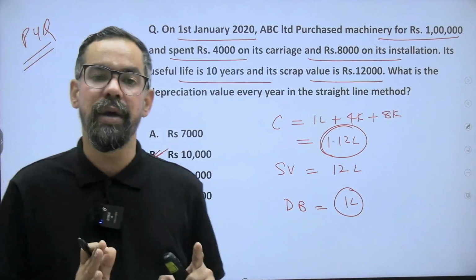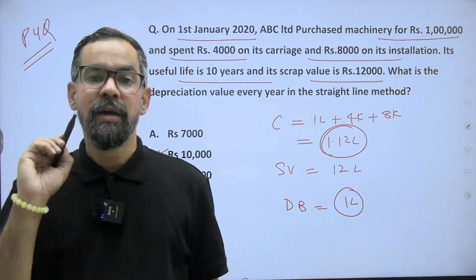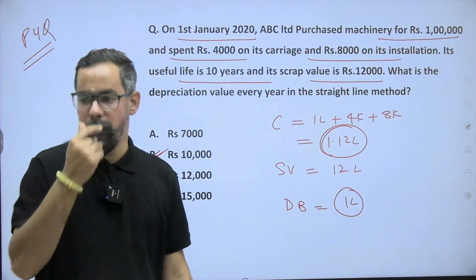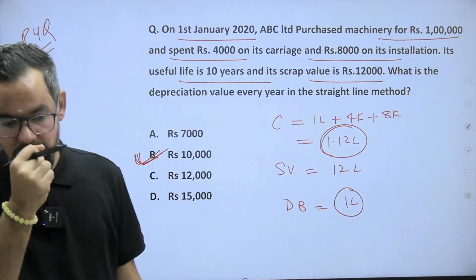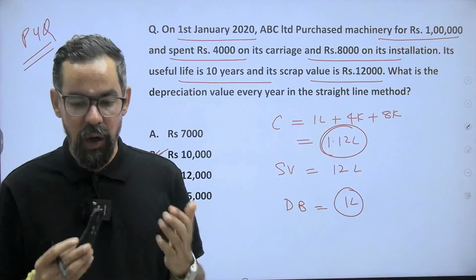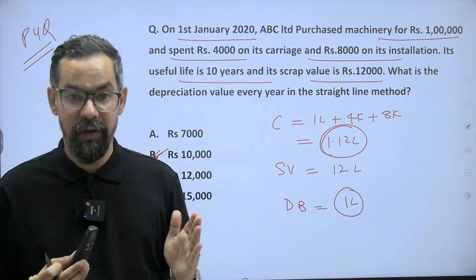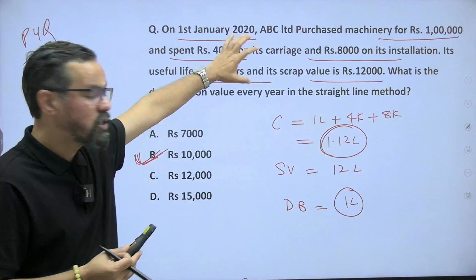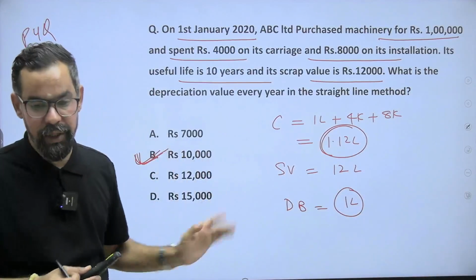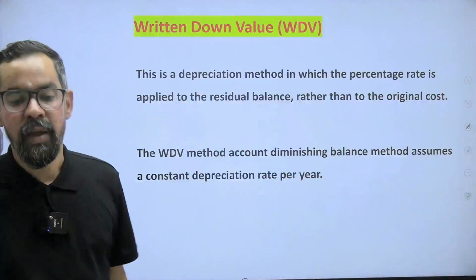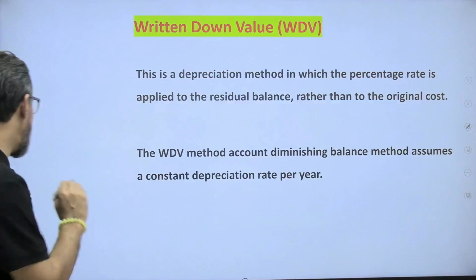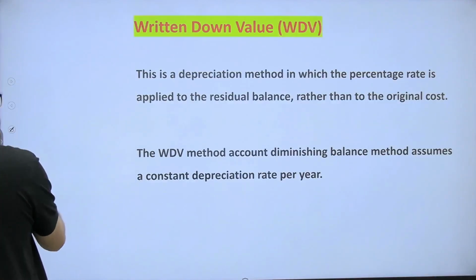So the very first method is called the straight line method. One of the simplest methods. If you apply this method, the amount of depreciation which we have to account is the same throughout the useful life of the asset. In this case, the depreciation for the first year will be 10,000, and even for the 10th year it will be 10,000 only, right? So this is the very first method. Now let's move to the second method, which is the written down value method, or your diminishing balance method.